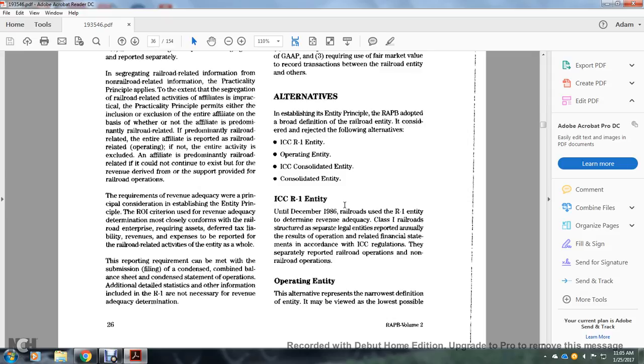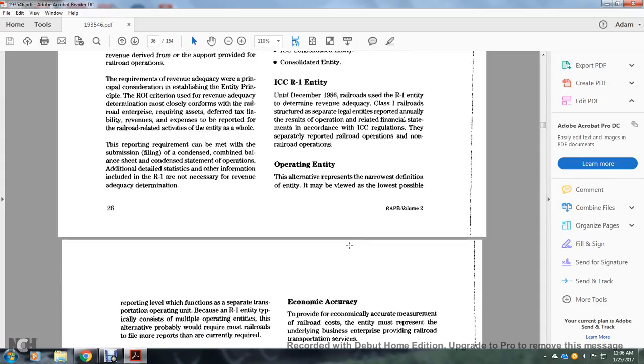Until December 1986, the Interstate Commerce Commission used the R1 entity to determine the revenue adequacy of Class 1 railroads, structured in separate legal entities, which reported annually the results of operations in financial statements in accordance with the Interstate Commerce Commission. They separately reported railroad operations and non-railroad operations.